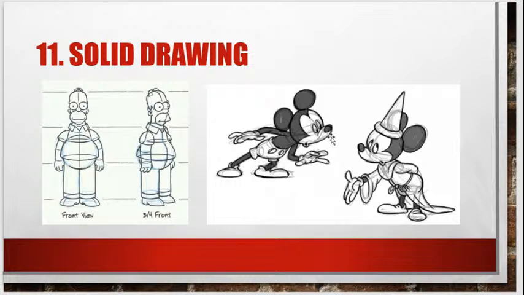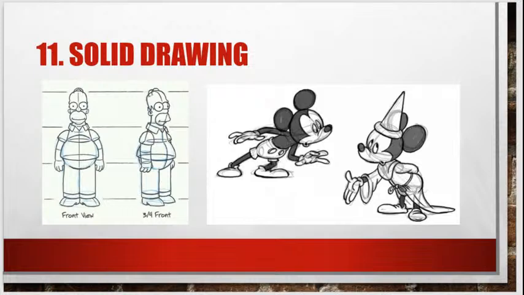Like in Mickey Mouse, you see him from the front angle, you see him from the left angle, you see him from the back also, from all the other angles you can see him. So this is basically a solid drawing too. Okay, it shows all the sides of your character or object.